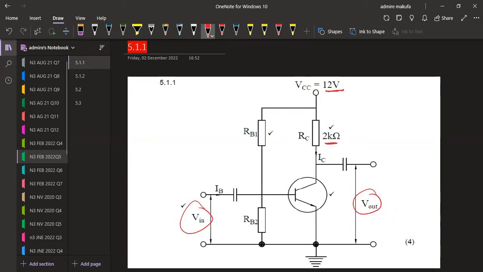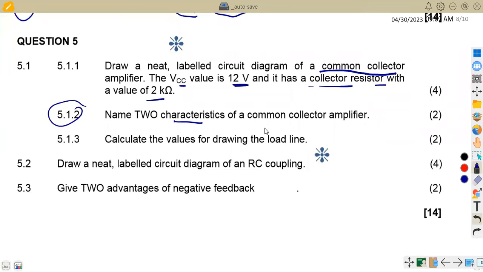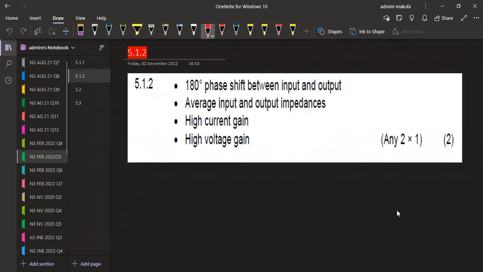Then from the other part of the question, we are asked to give 2 characteristics of a common collector amplifier, which is the same amplifier that we had before. What are the characteristics of this amplifier? This is what we have: it has 180 degrees phase shift between the input and the output, average input and output impedances, high current gain and high voltage gain. Any 2 from these can be accepted in your description. So you can just have 2 from there.